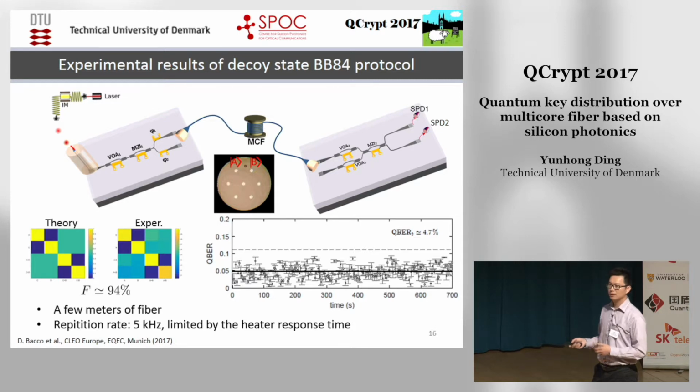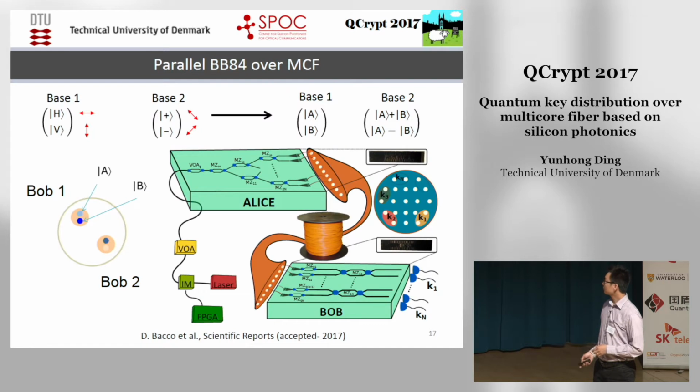Of course, this is still limited by the stability of the multi-core fiber, which could be solved by a feedback loop. Currently, the repetition rate is around 5 kilohertz, because the modulation is by thermal tuning. Of course, you can increase the repetition rate by using high-speed PN junctions or lithium niobate modulators.